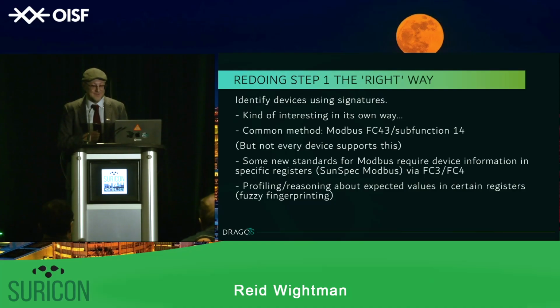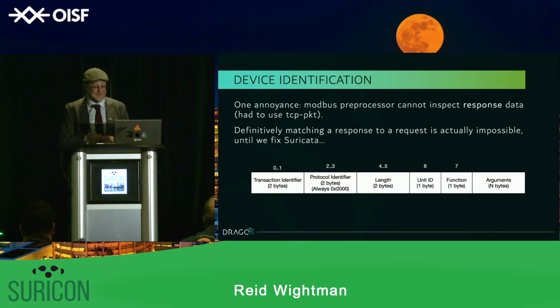But it gets a little bit annoying because of some limitations in Suricata. The Modbus preprocessor does not let us get at response data. If you look at the Modbus preprocessor docs, you can say, make an alert if somebody issues a read command for a particular register, but you can't say make an alert if somebody read something out of a particular register and it has a particular value. So that kind of leaves us with writing TCP packet rules.